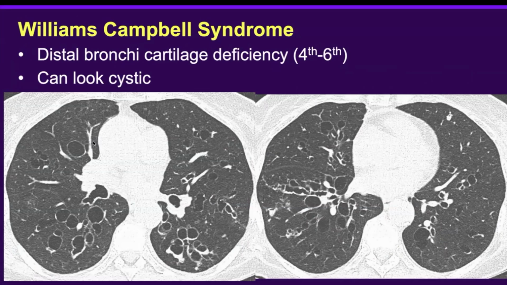Williams-Campbell syndrome can lead to asymmetric bronchiectasis due to bronchial cartilage deficiency of the 4th through 6th order bronchi. And therefore, the abnormalities of bronchiectasis can appear very cystic. Notice how the central airways are not as dilated. There are signs of airway infection with centrilobular nodules and bronchial wall thickening. And we can see here dilated varicose bronchiectasis as an indicator that this may well indeed be bronchiectasis.